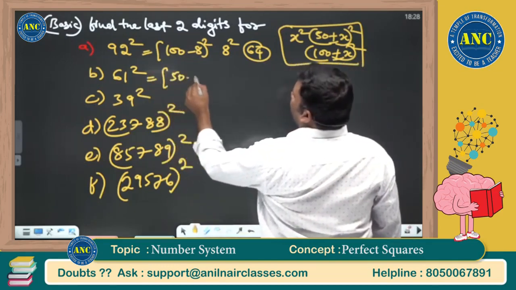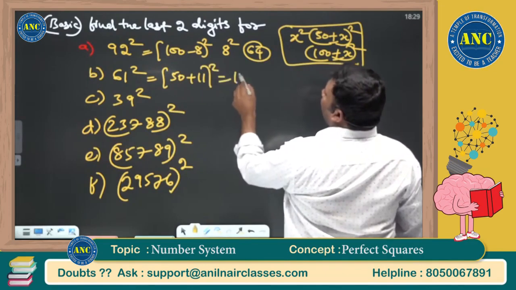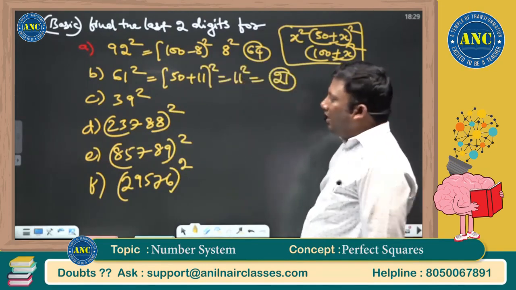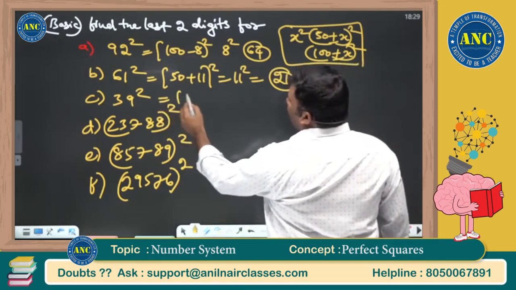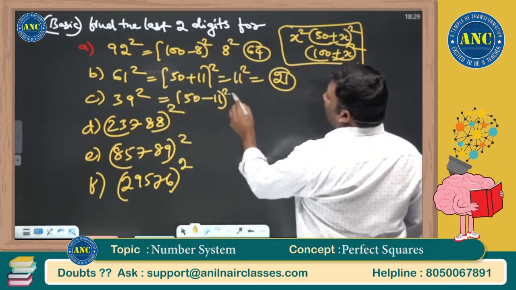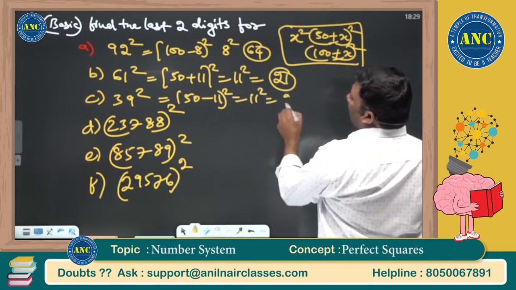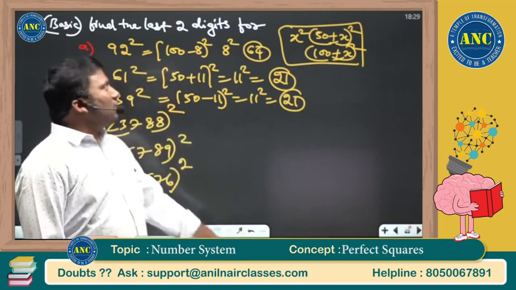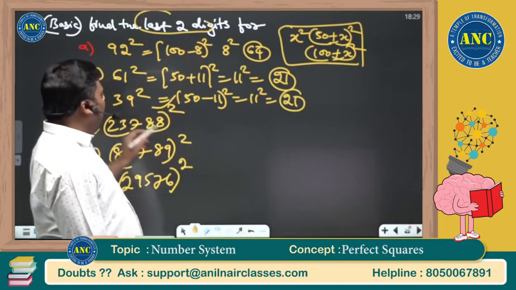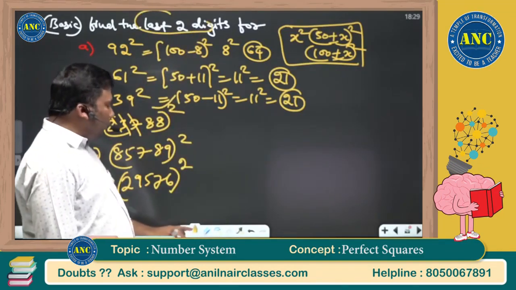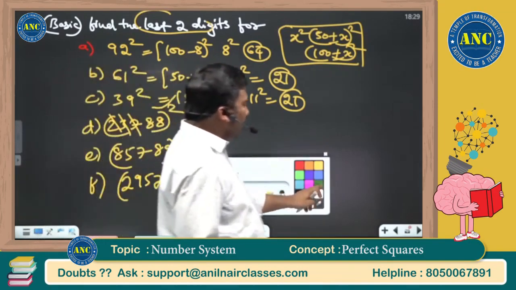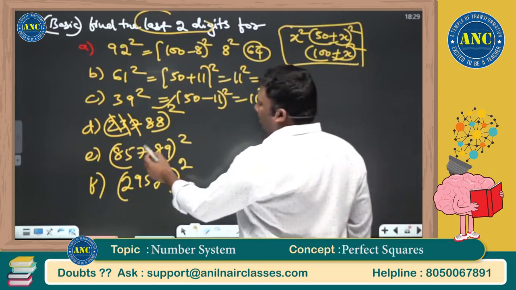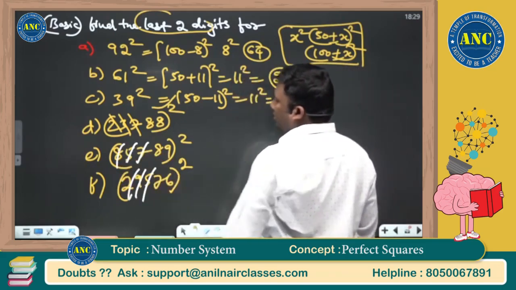61 square, it is 11 greater than 50. 11 square is 121. Last 2 digits is 21. 39 square, how much less than 50? 50 minus 11 square. 11 square is 121, so 21. The question is based only on the last 2 digits. Anything beyond the last 2 digits is a useless value for me. I don't require it. My answer is just restricted to the last 2 digits.